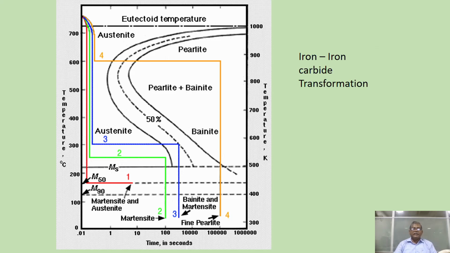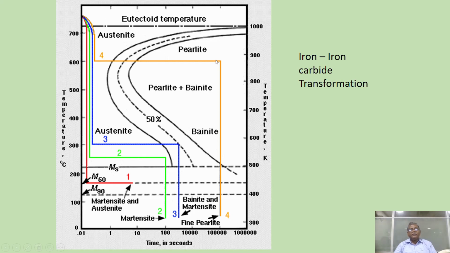Here you can see this iron carbide transformation diagram. So this is the eutectoid temperature. Based on this, above this line is the austenitic region. So to get a different microstructure, how to do the cooling?